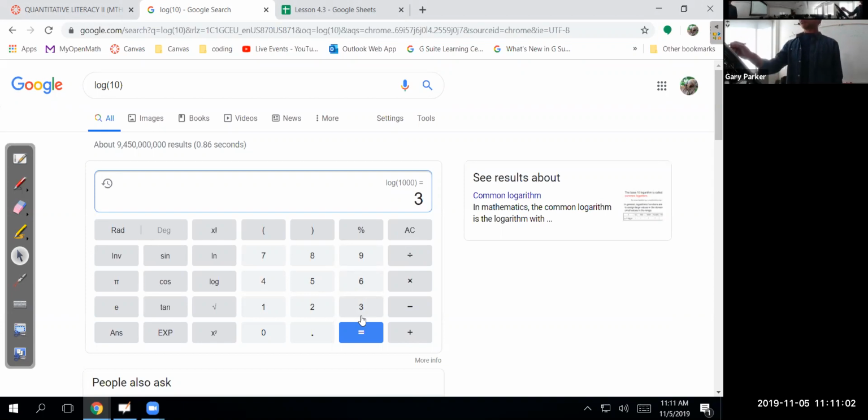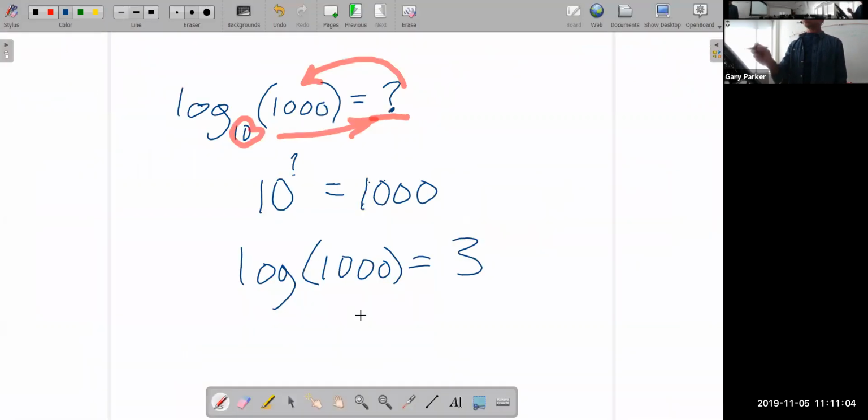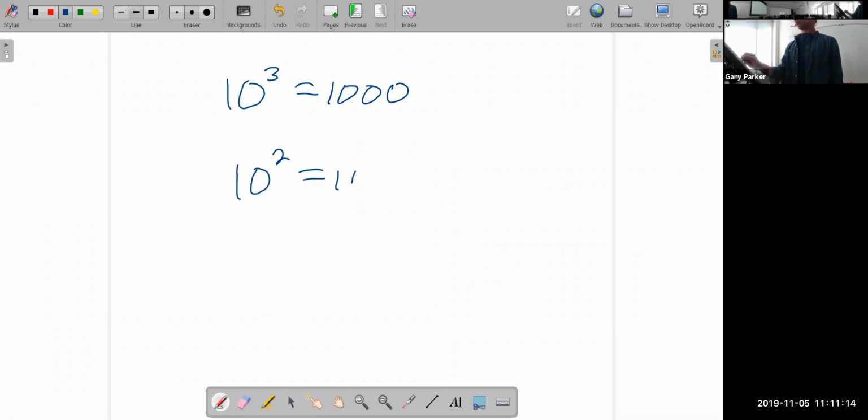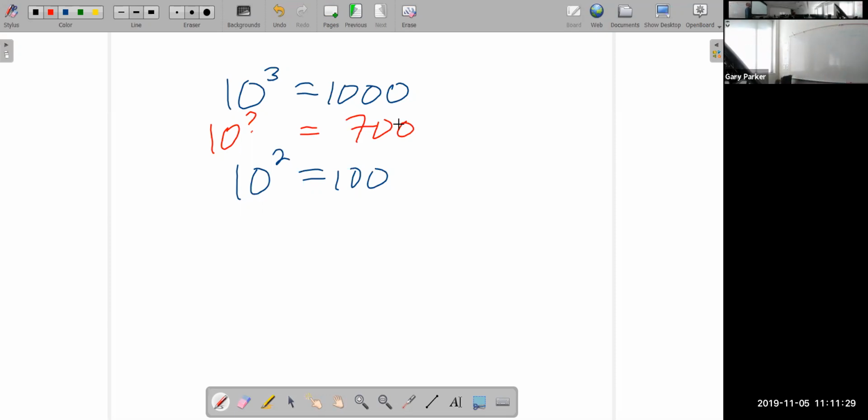So for example, I know that 10 to the third power is 1,000, and I know that 10 to the second power is 100. So, in between those, I wonder: 10 to what power is equal to 700? Well, it's not a whole number, because it's somewhere between 2 and 3.